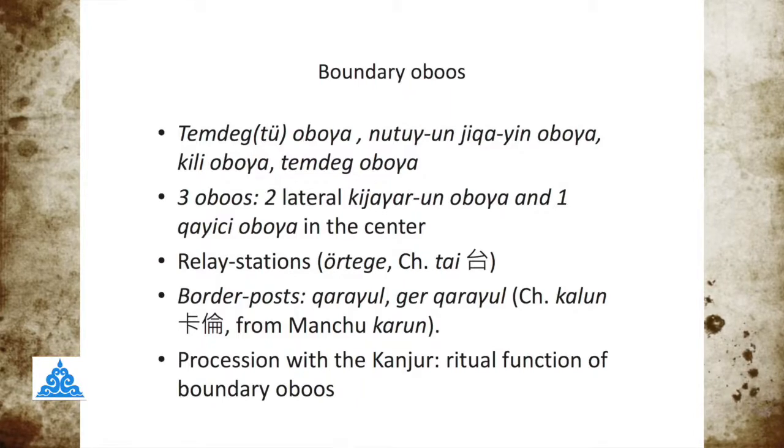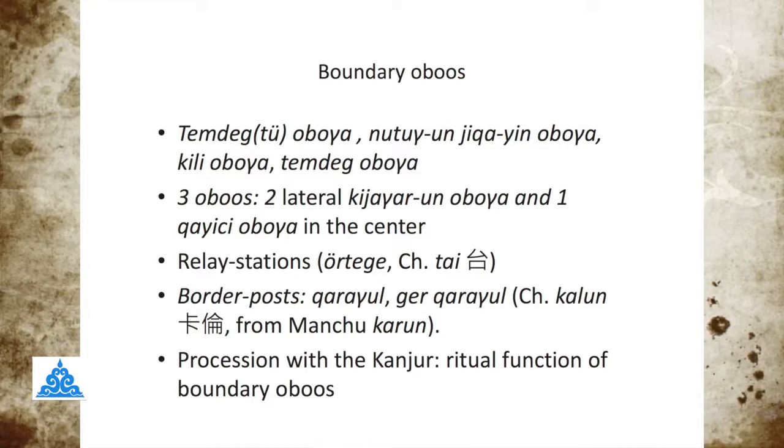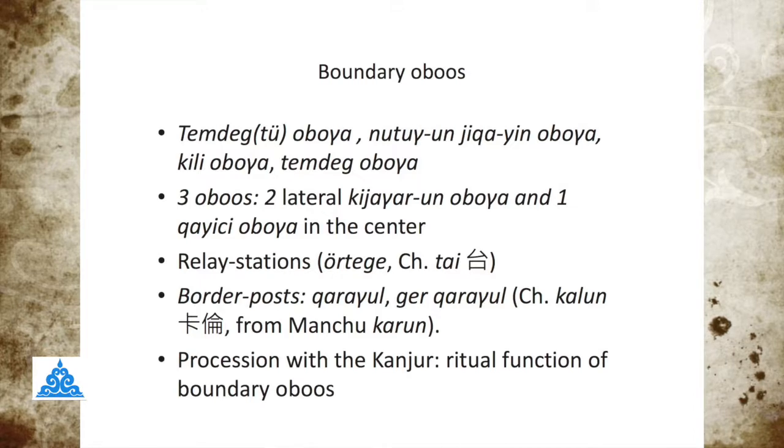The ovoos also mark the boundaries of the pastures of the relay stations inside banners, as well as imperial hunting grounds and reserved areas. And there were also a lot of boundary outposts, harul, that delimited buffer zones to guard the border with Russia. The boundary ovoos apparently didn't have a religious function. They were apparently not consecrated.